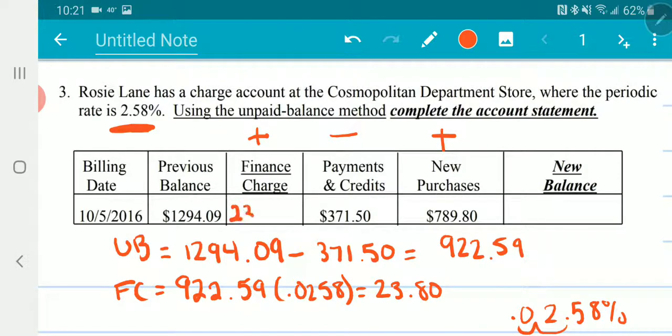I can plug that into my chart, 23.80, and now I can walk myself through $1,294.09 plus 23.80 minus 371.50 plus 789.80 to get my new balance of $1,736.19. And we found our new balance.